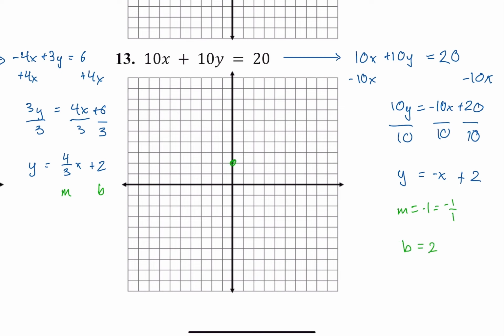So we're going to go to positive 2, fall 1, run 1, and we have the line right here as the graph of 13. Any questions on this one?